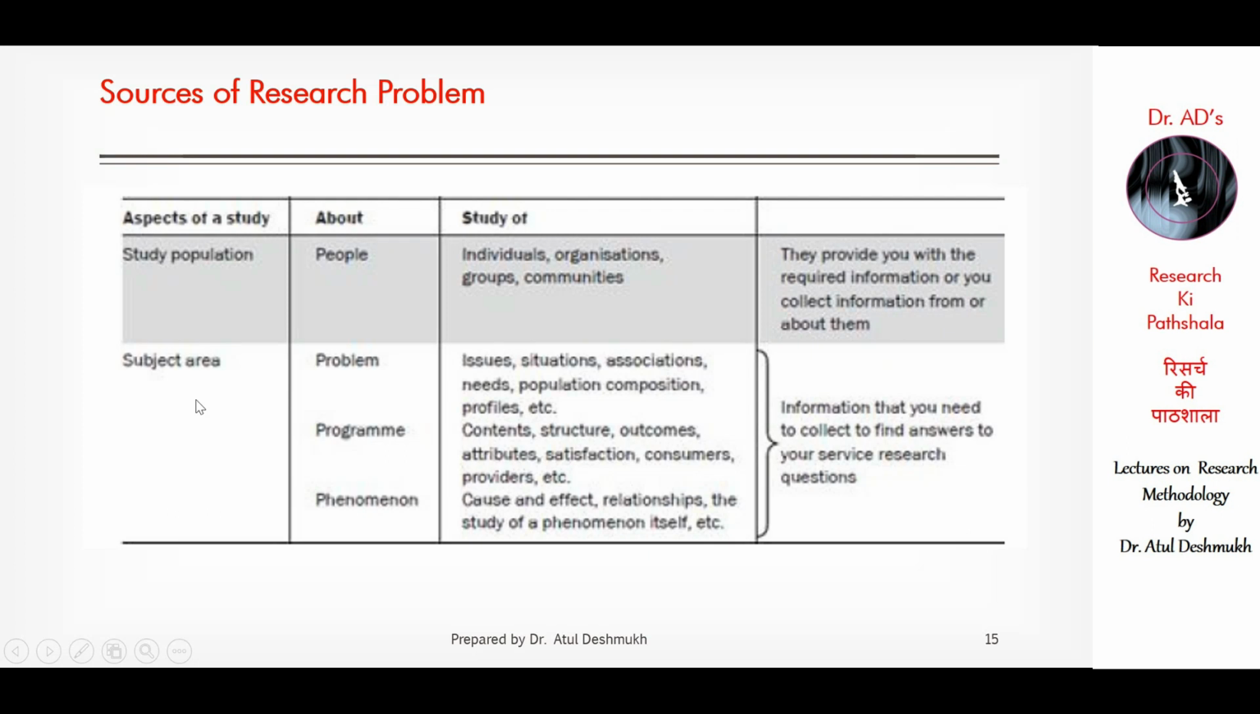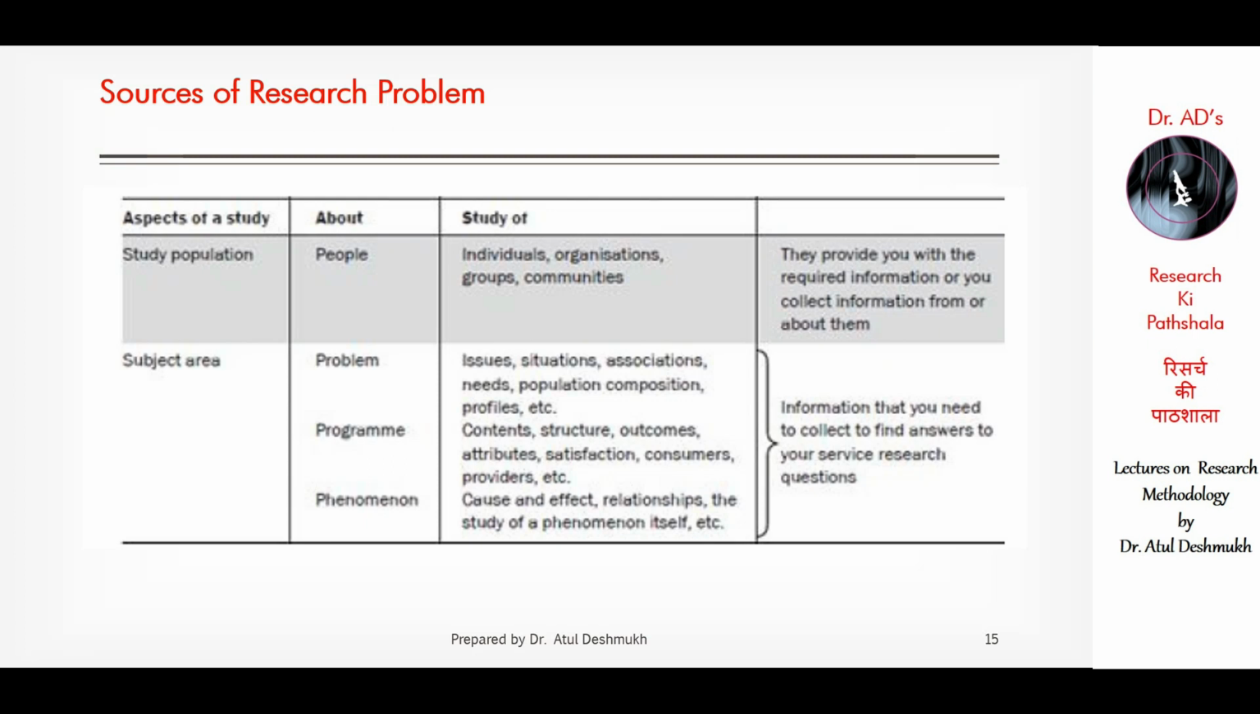There are certain other sources of research problem, which are the subject areas like problems, programs and phenomena. So there are certain problems or situations or associations. Now in my second example, what is the situation? I want to study the relationship or correlation between use of electric vehicles and PM 2.5 particle level or air pollutants. So that is the situation. That is the phenomenon I want to study. So that is my subject area, my source of research problem. It may be an issue, a situation, or an association.